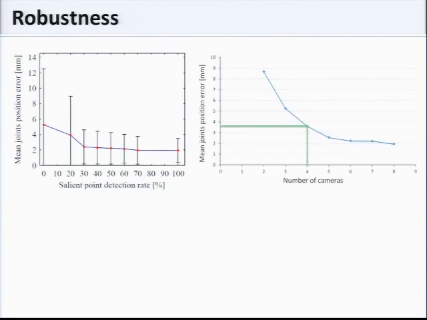Yes. So wait a second. Is it here? Yes, this is the 8 cameras, the mean joint position error. With 8 we are at something like 1.98 millimeters, and with 5 we are still at 2.5. With 4 it's 3.5 millimeters average error. It goes up exponentially, right?